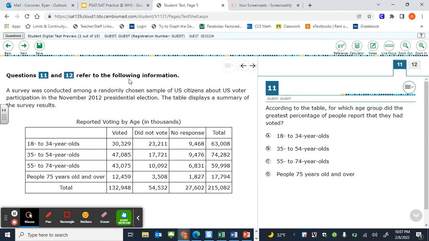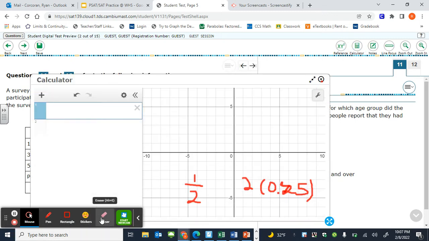For this next one, a survey was conducted among a randomly chosen sample of U.S. citizens about U.S. voter participation in the November 2012 presidential election. The table shows a summary. According to the table, for which age group did the greatest percentage of people report that they had voted? So we could go through and try to find the percents of people. And I think they said online that the calculator portion, sorry, let me erase these.